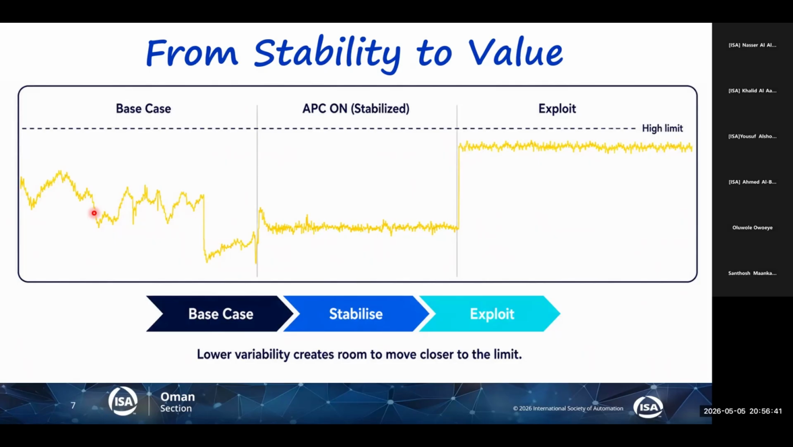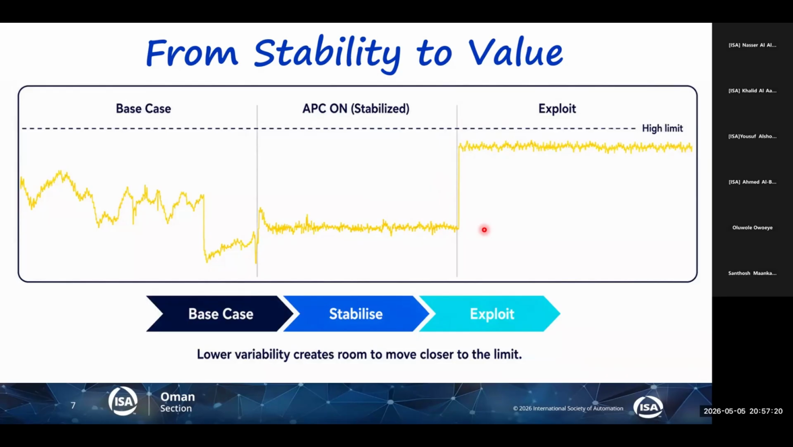When advanced process control is on, it will be stable, as you see. And with that, then you can exploit. Because the variability has reduced, now you can have the courage to go up here, near the limit, near the constraint. So basically, the key message is stabilization creates the room for optimization. That is the key message in advanced process control.